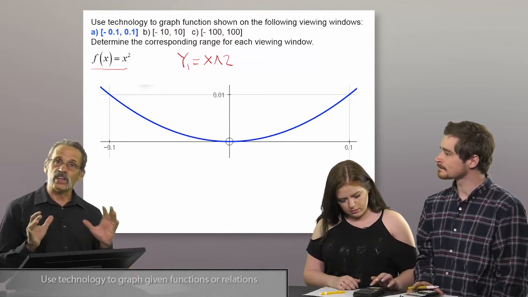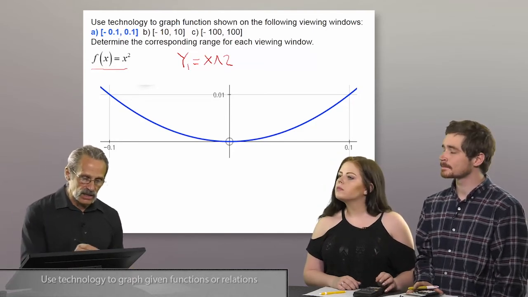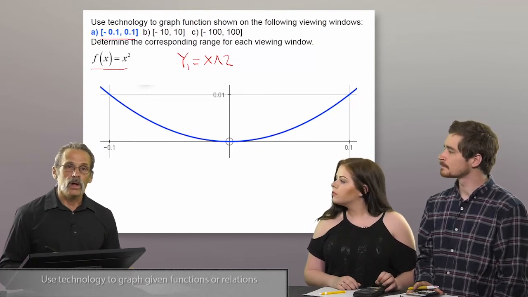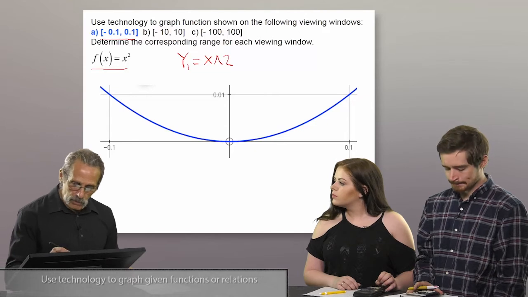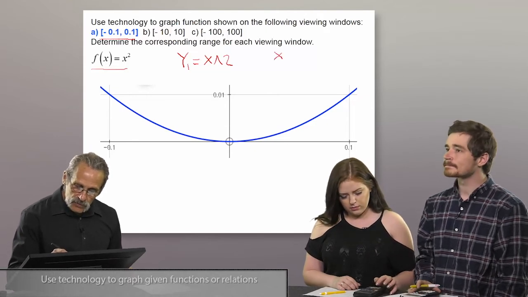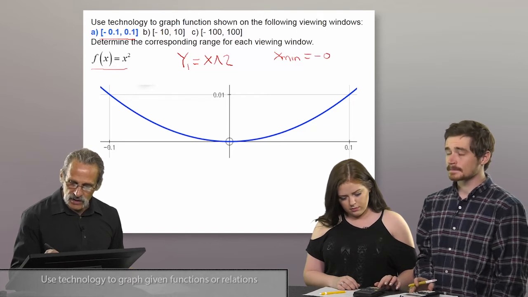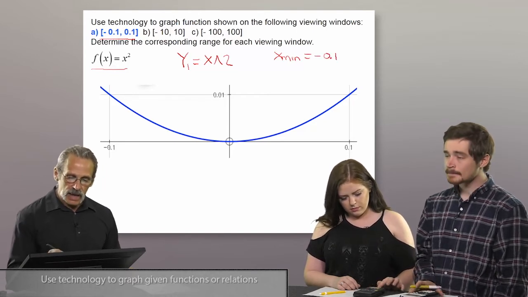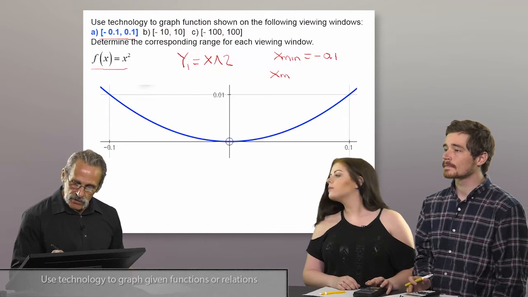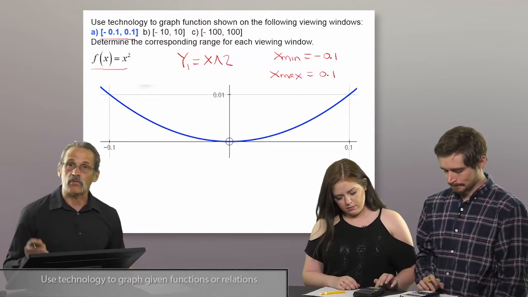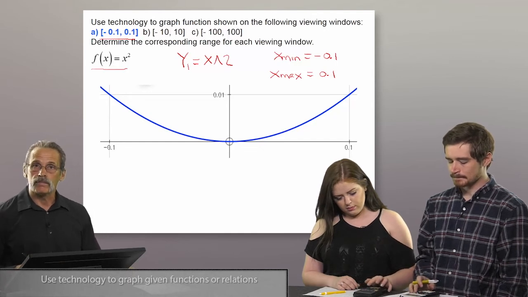What you need to do then is set a viewing window so that the domain is from negative 0.1 to 0.1. So to do this, you'll go into Window, and for x minimum, you'll pick the left side of the interval, so that's negative 0.1, and for x maximum, you'll pick the right side of the interval, and that's 0.1. So I went from negative 0.1 to 0.1.